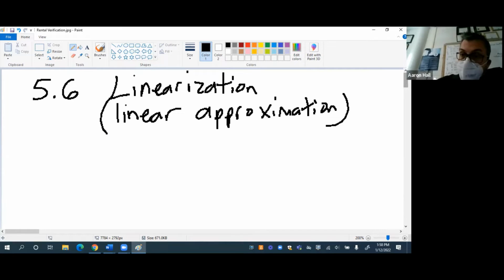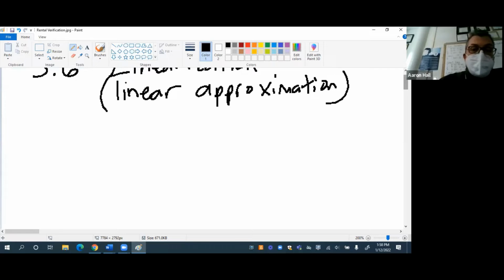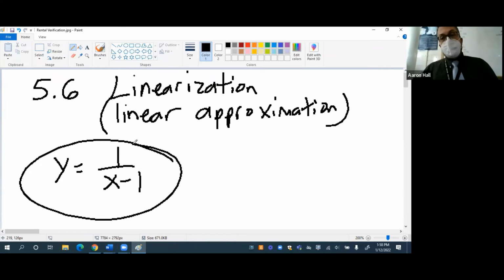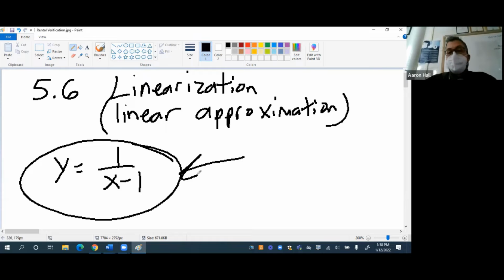Now let's consider an equation. If I have something like y equals 1 over x minus 1, what function family does this belong to? Is this linear, exponential, quadratic, cubic? What kind of function family does this belong to? Starts with an R. It's a rational. This is a rational equation.